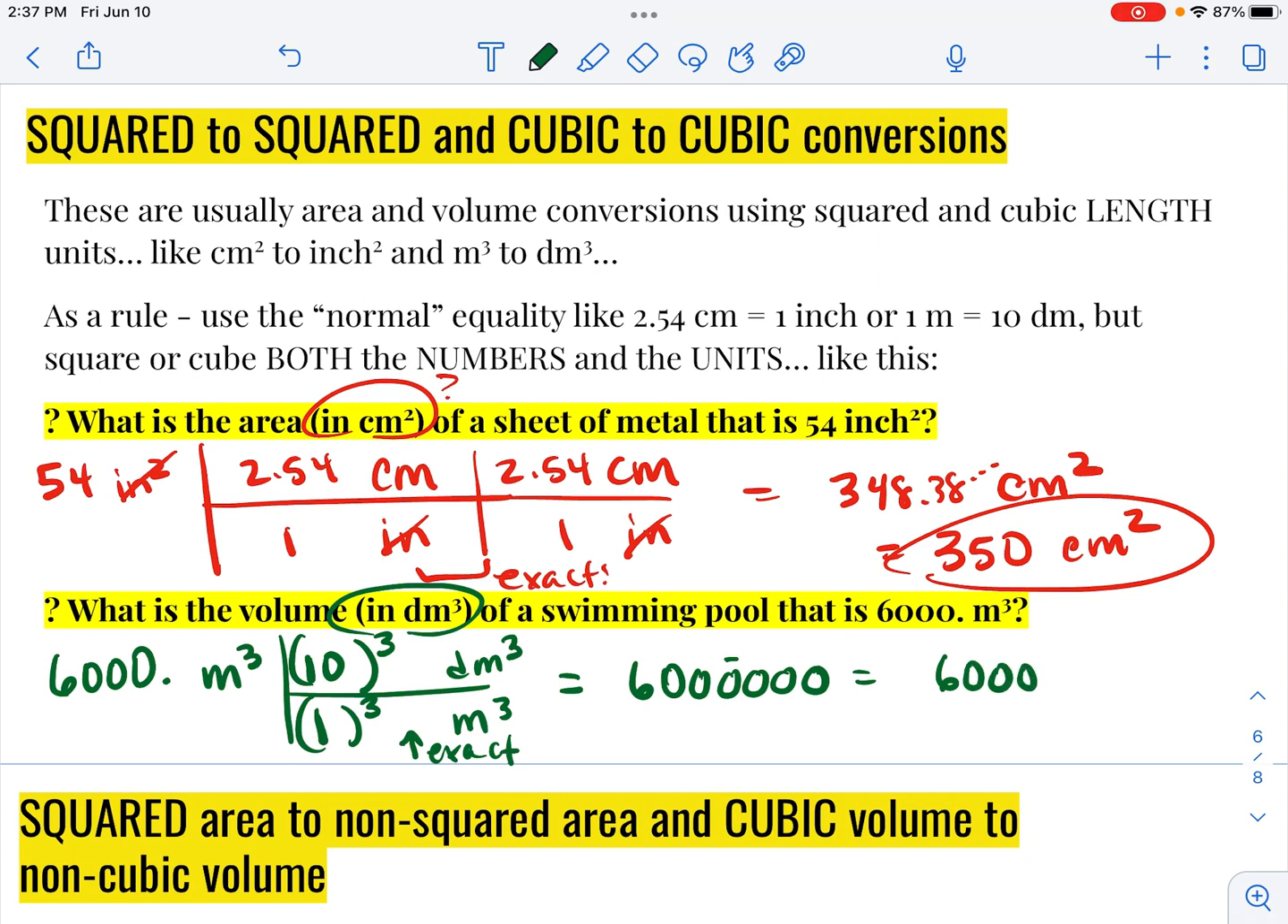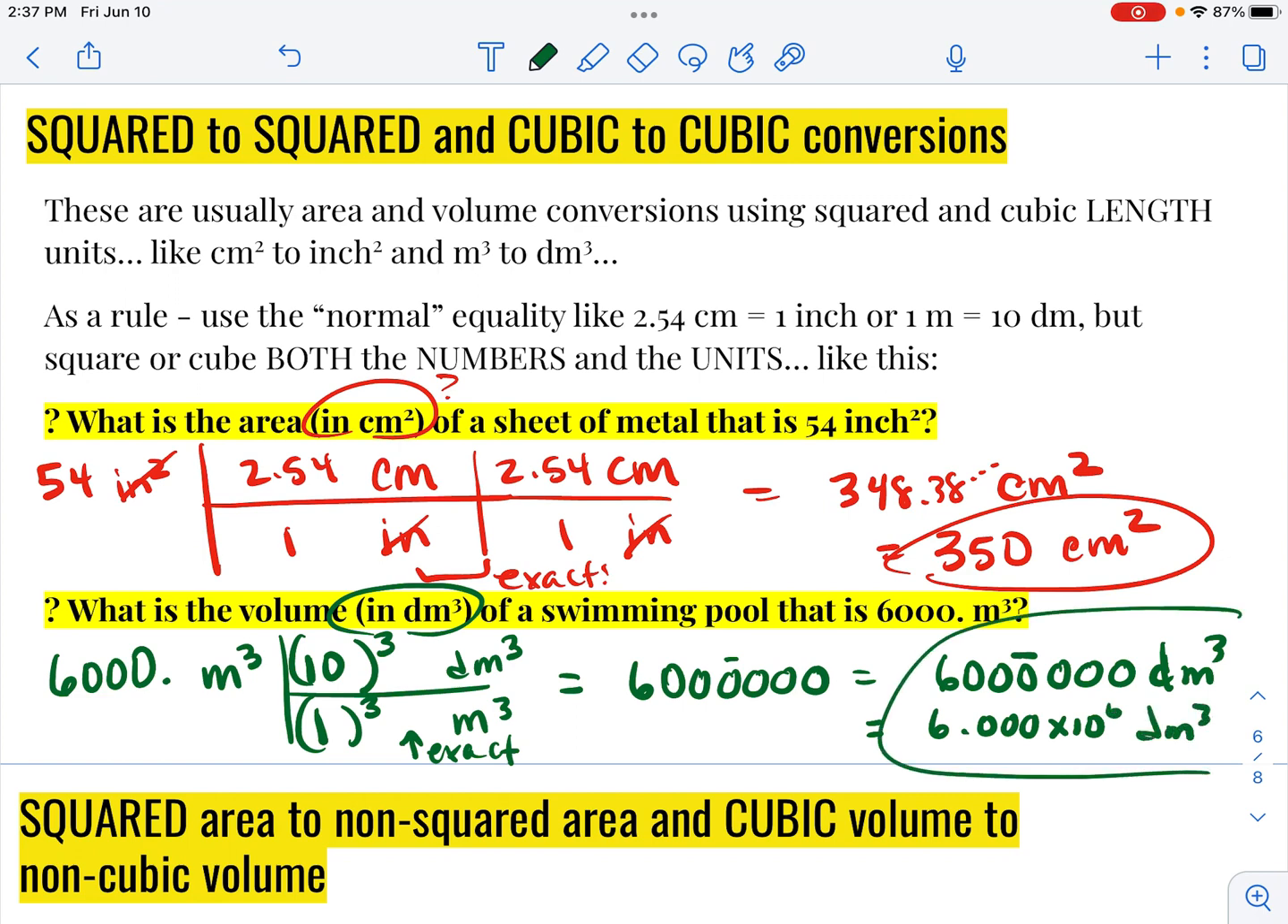So I can do 6 with 6 zeros if I want, and put a line over the last zero that's significant, and call it, sorry, that was really messy. Call it decimeters cubed. Or I can put 6.000 times 10 to the 6th decimeters cubed. And both of those would be acceptable to College Board. They tend to like scientific notation better than the line, but they would accept both.